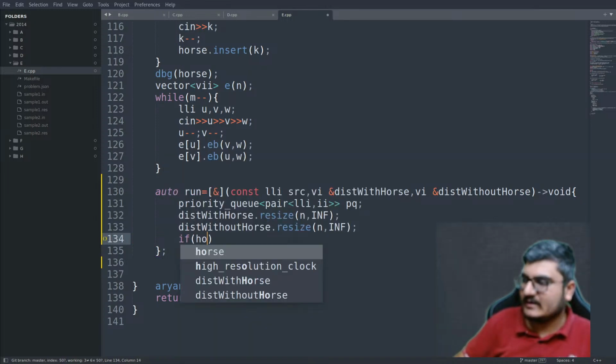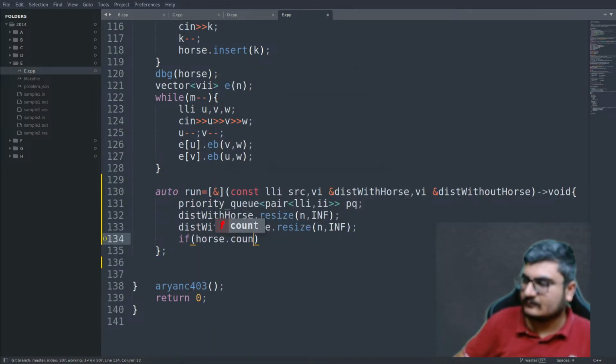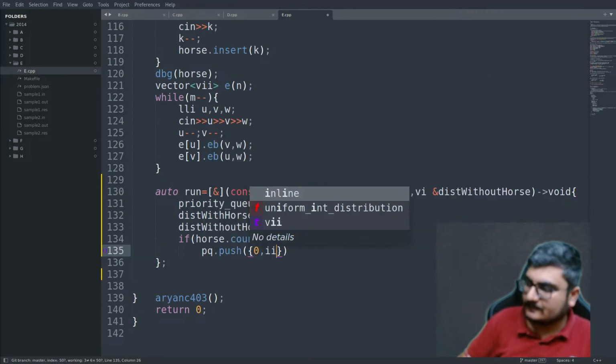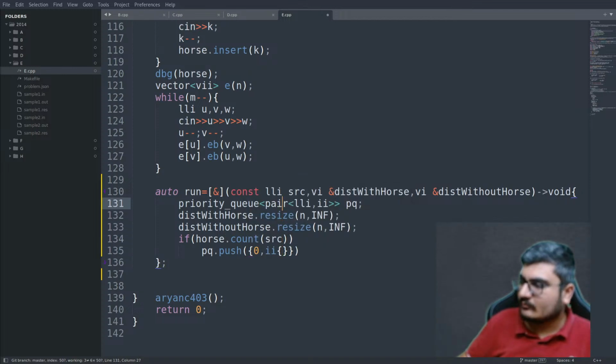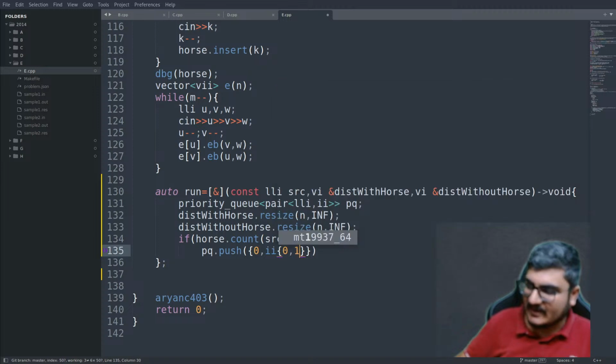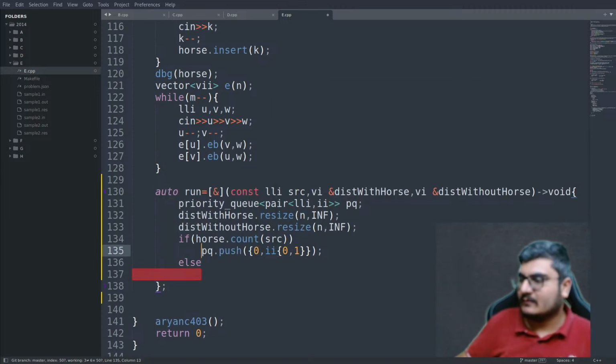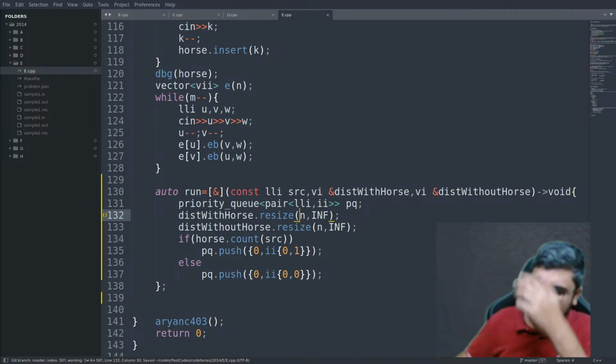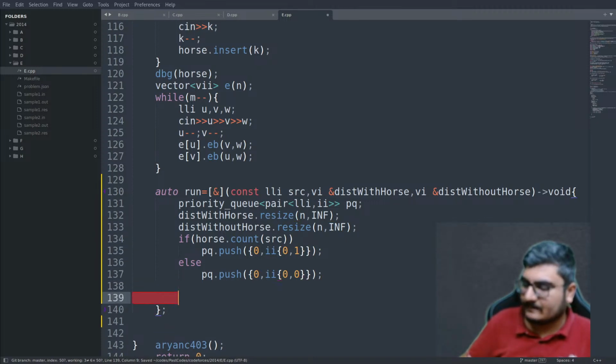If the current node contains a horse, then pq.push 0 distance, zeroth node, and we have a horse. Else pq.push 0 means we do not have a horse. While the priority queue is not empty.